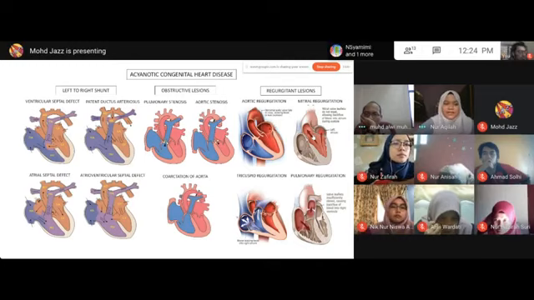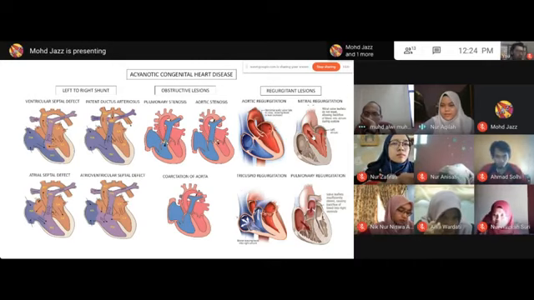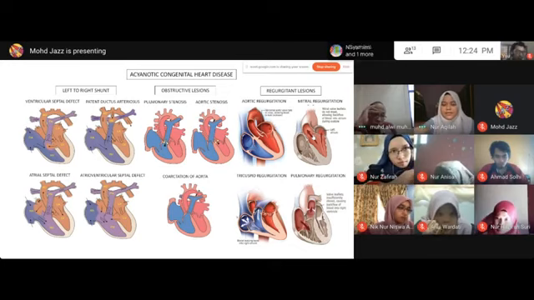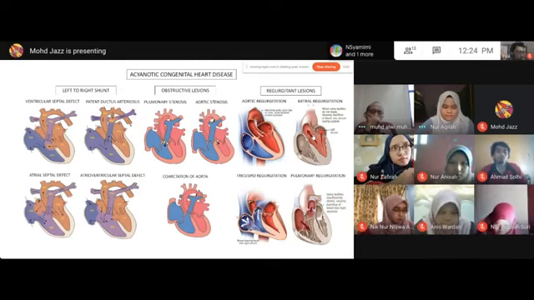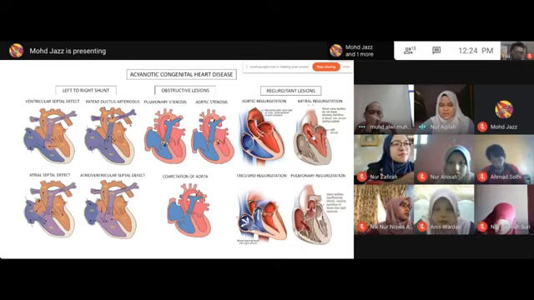And then the second type of VSD is the muscular type. The muscular type is relatively less common than the membranous type. However, as compared to membranous type, muscular type has a higher chance of spontaneous closure. And then the muscular type can be further divided into single or multiple, which is also called Swiss cheese muscular VSD. And as for the presentation, it actually depends on the size of the VSD.